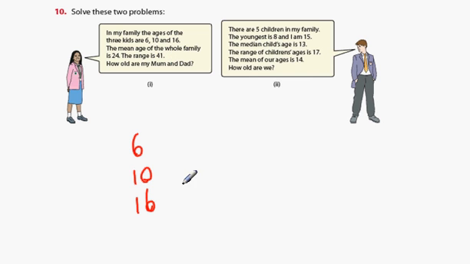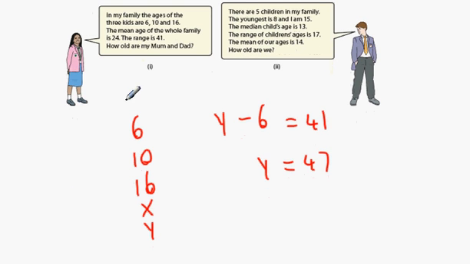So let the mum and dad be X and Y. You don't know what age they are, okay? So what we're going to do is, you know that the range is the oldest person minus the youngest person. So Y minus 6 must be 41. This means that the oldest person in the family must be 47. Okay? Now, you now know that Y is 47. So what happens here is you have X and we have 47.